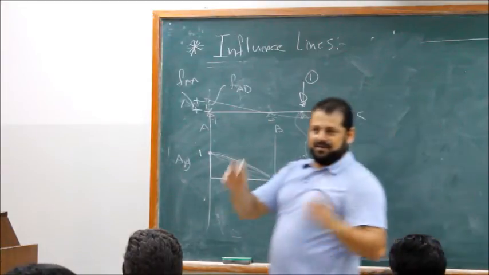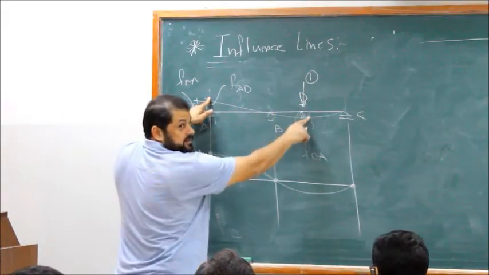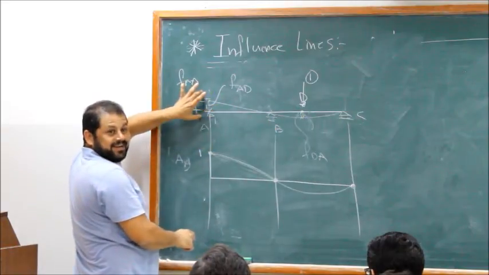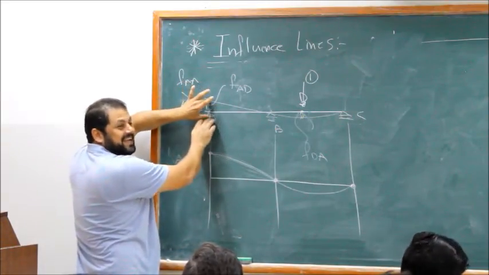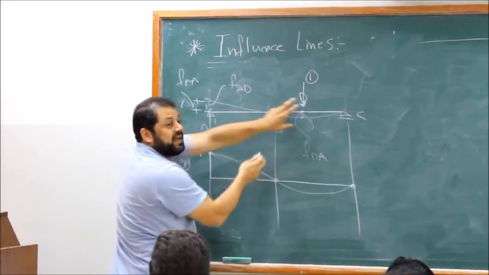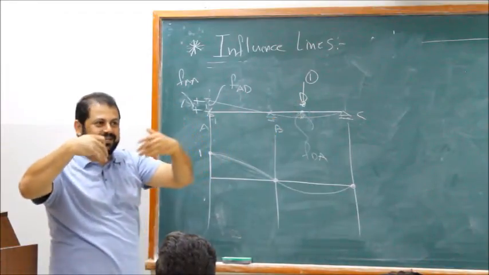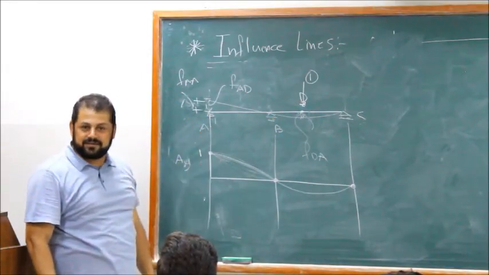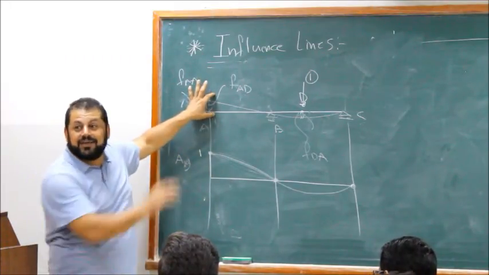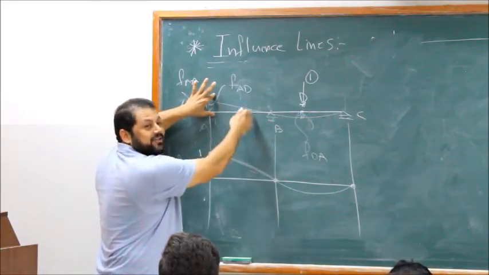In other words, the deflection here due to a unit load here, which is FAD, equals the deflection here due to a unit load here, which is FDA. To make things easier for yourself, you just apply one here. You find FAA. You find FDA. You find XA. You find all of this.